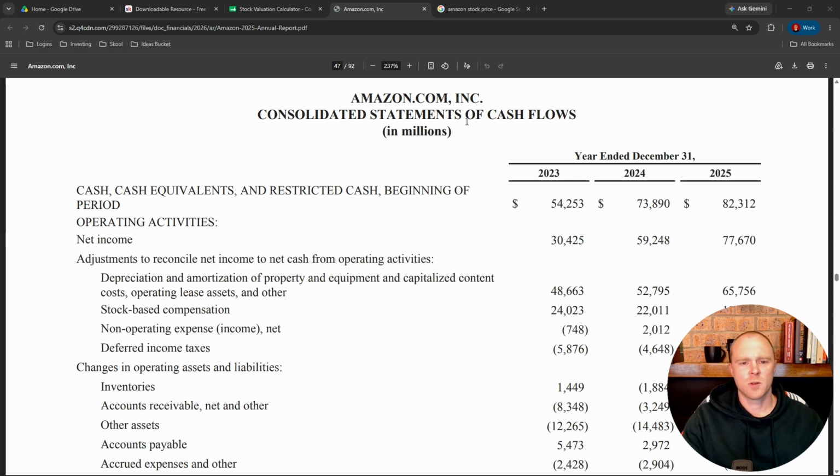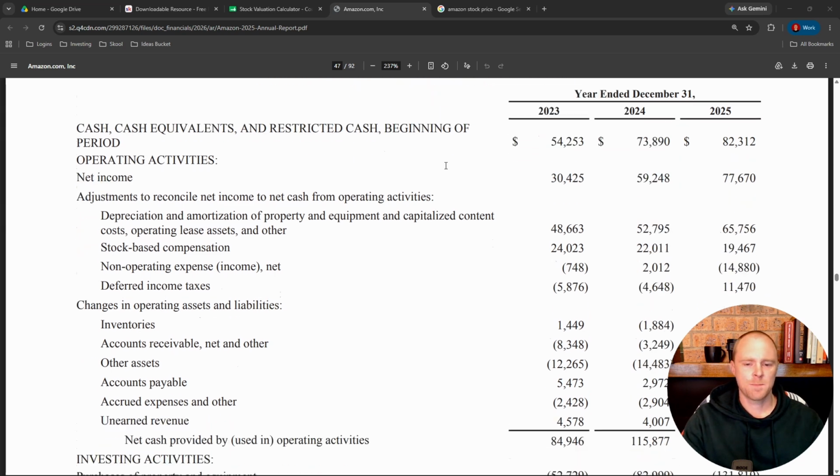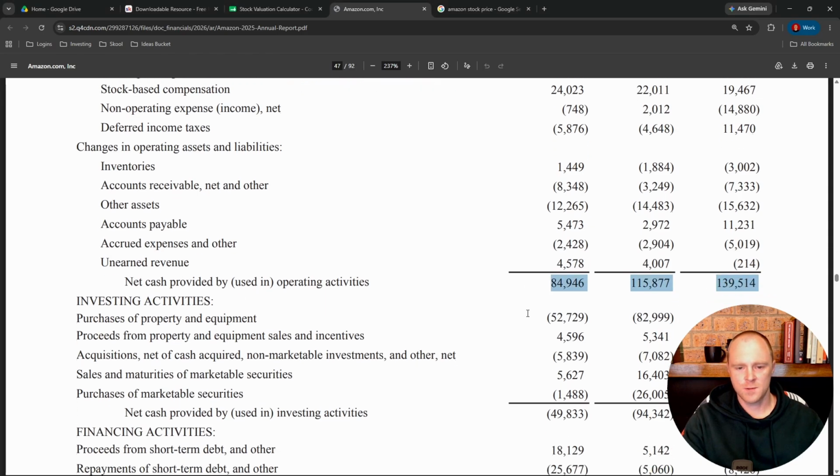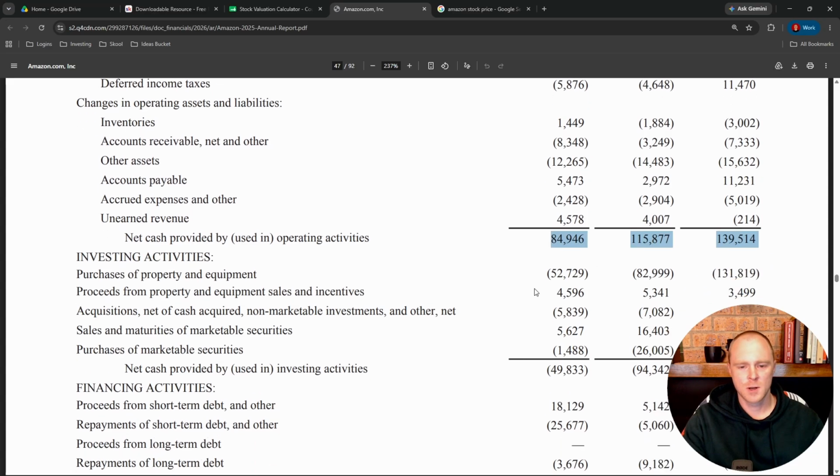Now let's have a look. So we've got the cash flow statement. We want to get our net operating cash. You can see that value here across the years 2023, 2024, 2025. And then we want to have a look at this: purchases of property and equipment. We've got 52, 82, 131. So we can see it's growing, as well as the cash that the business is generating.